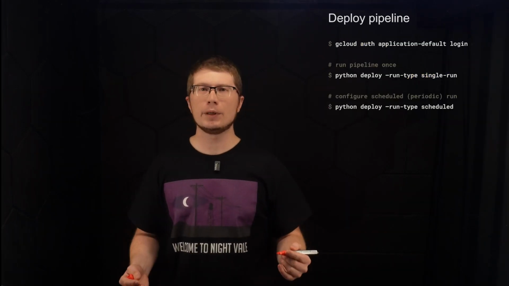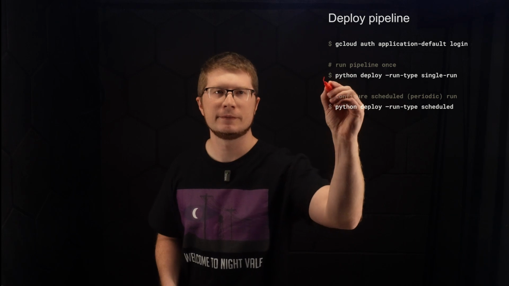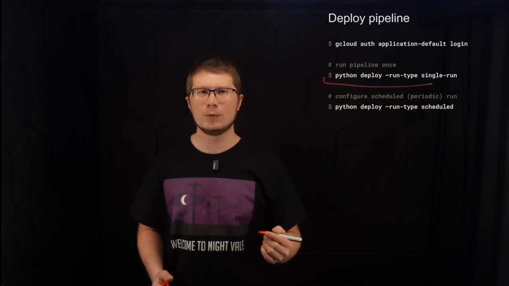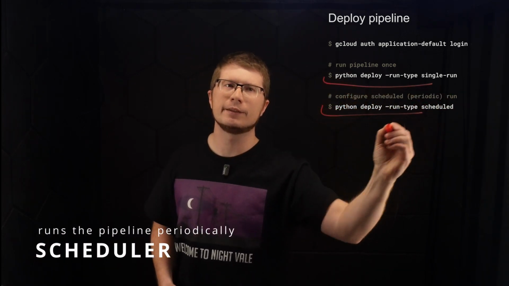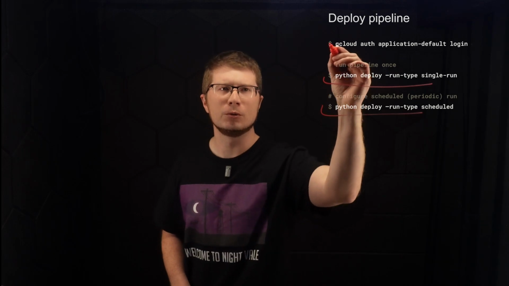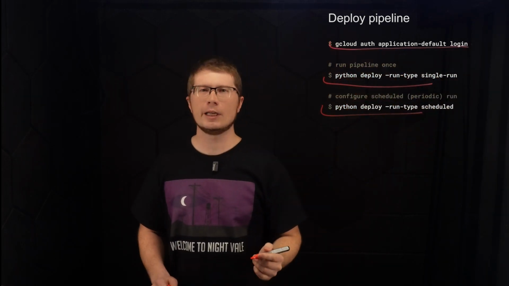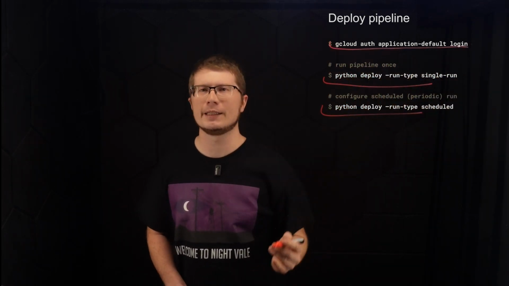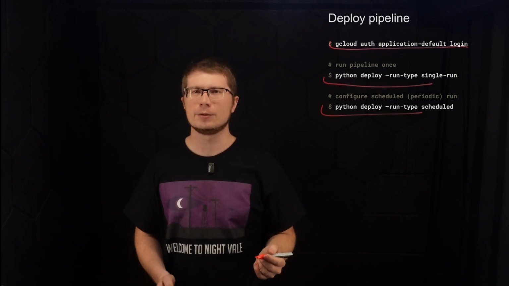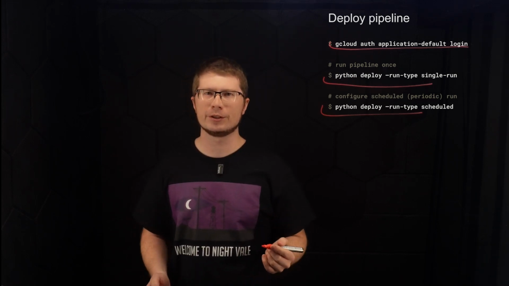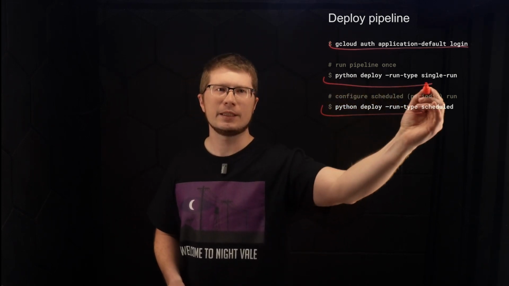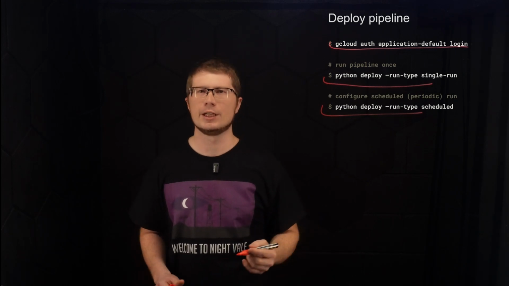Now we can run our deployment script to run the pipeline once or to create a scheduler. Of course, we need to authenticate using gcloud first, and this command will pop up the authentication dialog asking for permission and stuff, but then the script will work and do the job.